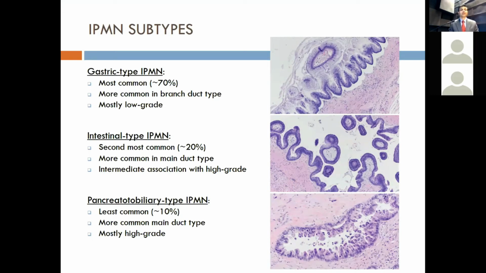The gastric type, which shows gastric foveolar type of epithelium, is the most common and has the least association with high-grade dysplasia. The intestinal type typically shows tubular adenoma-like epithelium. It is the second most common and has an intermediate association with high-grade dysplasia. The pancreatobiliary type is the least common, but has the highest frequency of high-grade dysplasia. And it typically has this micropapillary morphology.